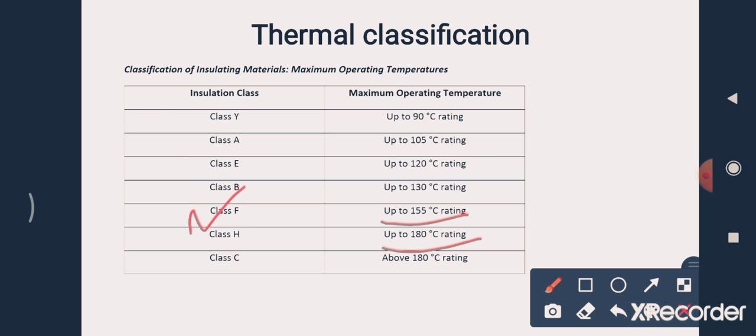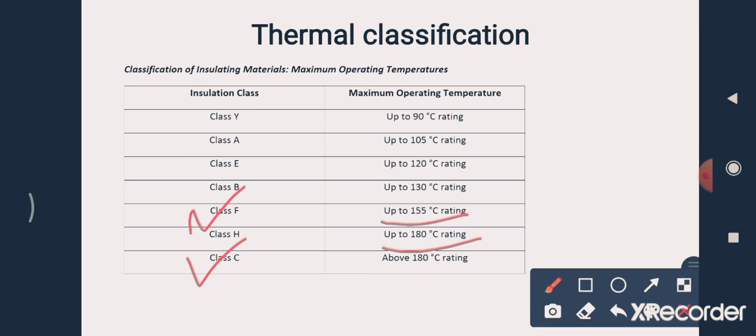Next insulating material is Class C insulation. It consists of materials or combinations of materials such as mica, porcelain, glass cords with or without inorganic binder. Other materials or combinations of other materials may be included in this class.